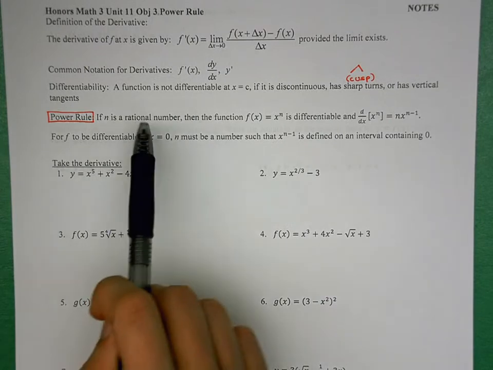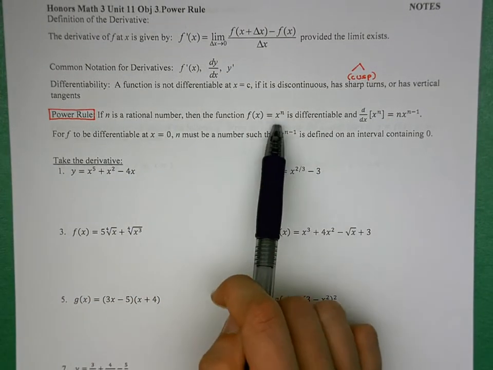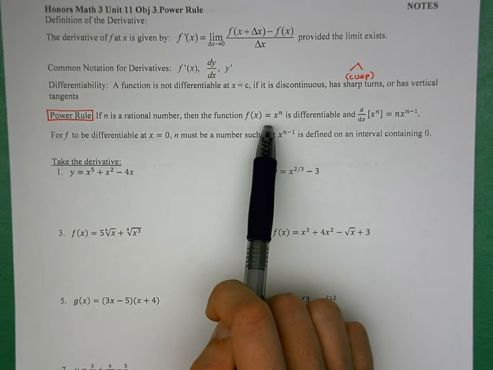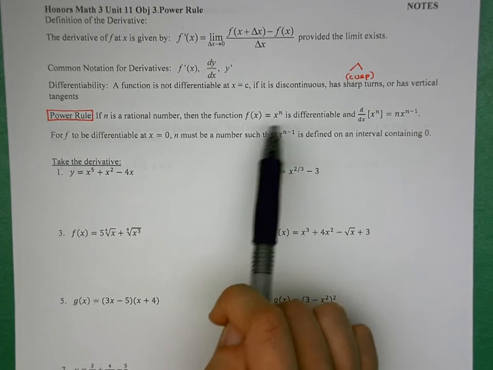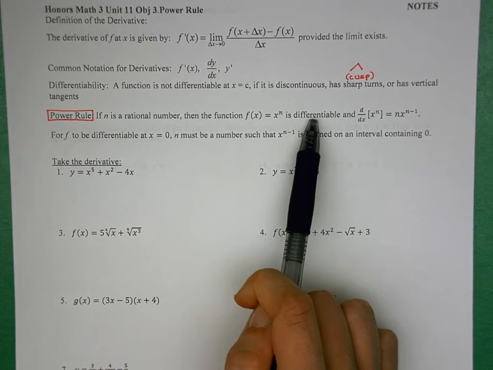So if n is a rational number, then the function f of x equals x to the n, so this could be x squared. This could be root x, which is x to the 1/2, right? Is differentiable, okay?